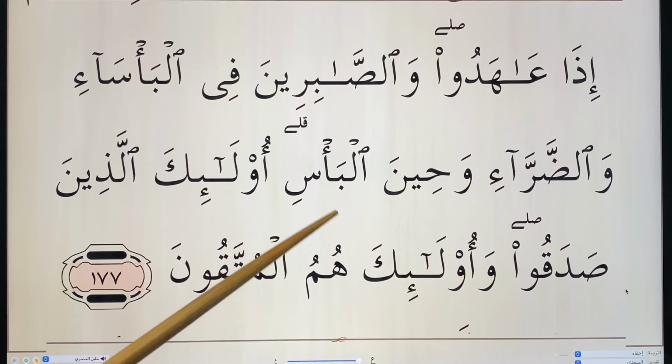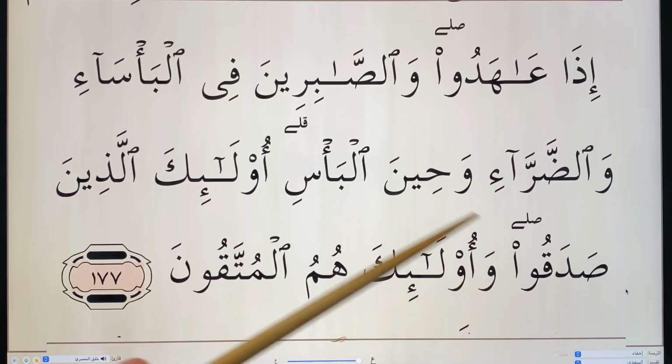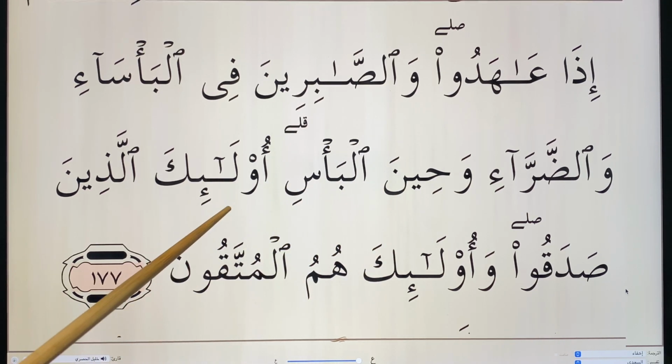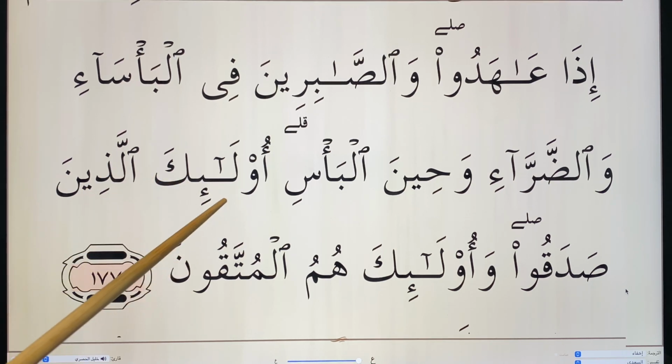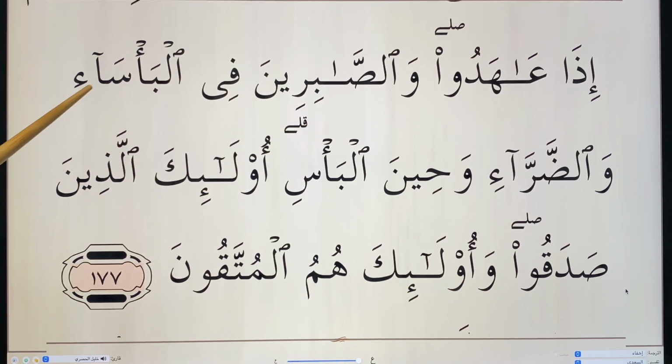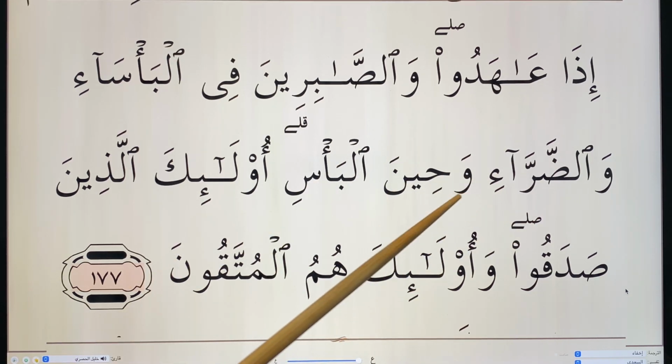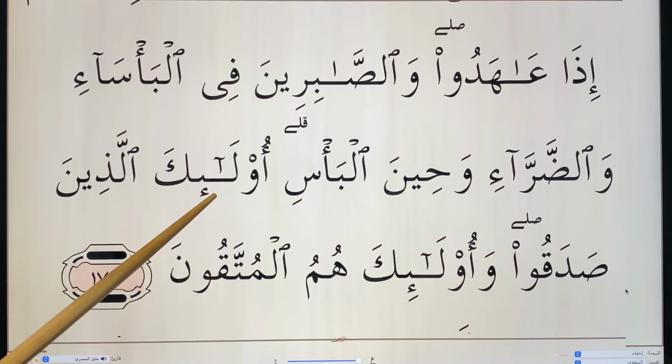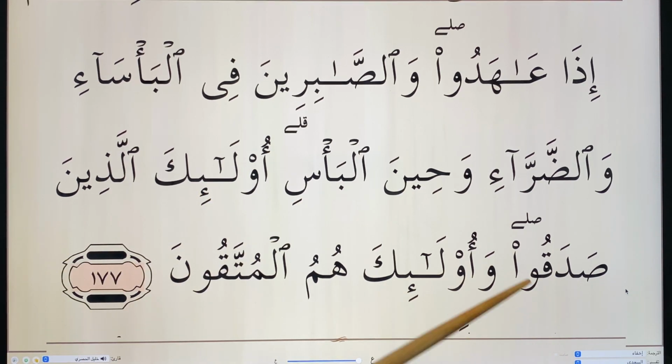Okay, وحين البأس. It's a good place to kind of rest slightly, or you can keep reading. وحين البأس أولئك الذين والصابرين في البأساء والضراء وحين البأس أولئك الذين صدقوا وأولئك هم المتقون.